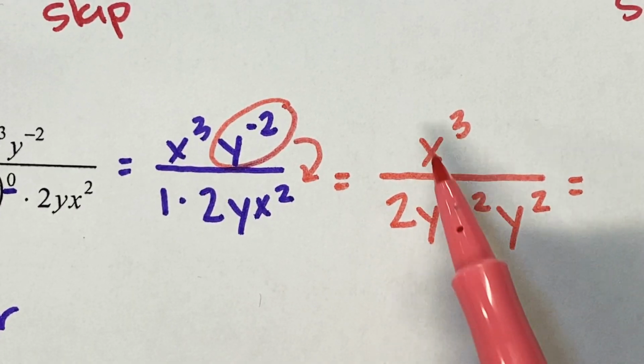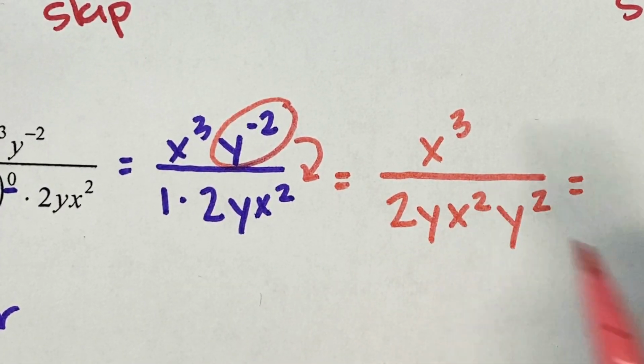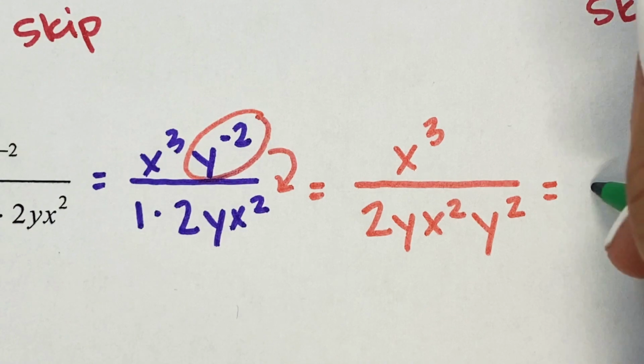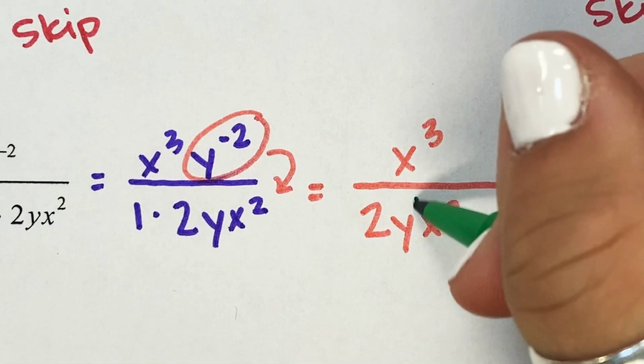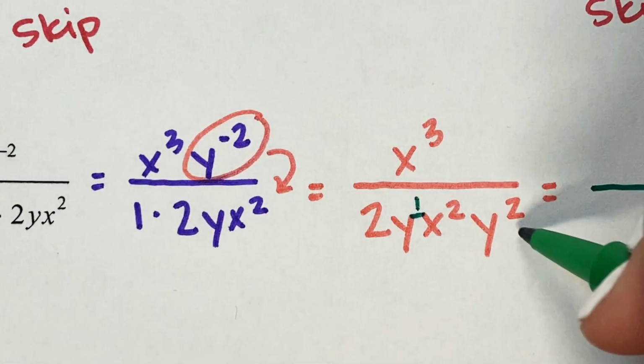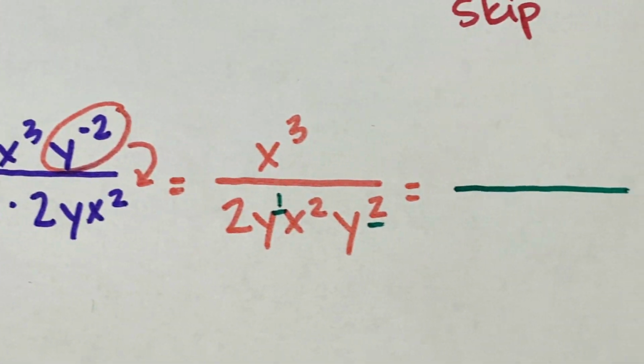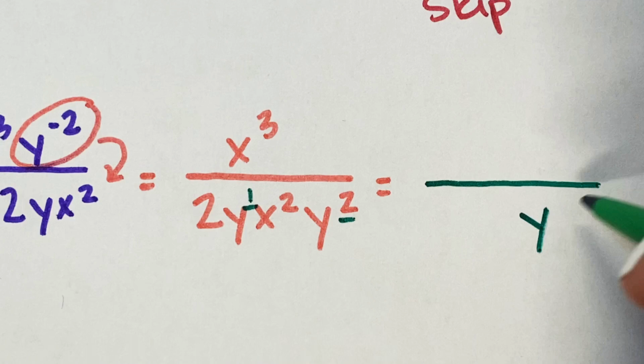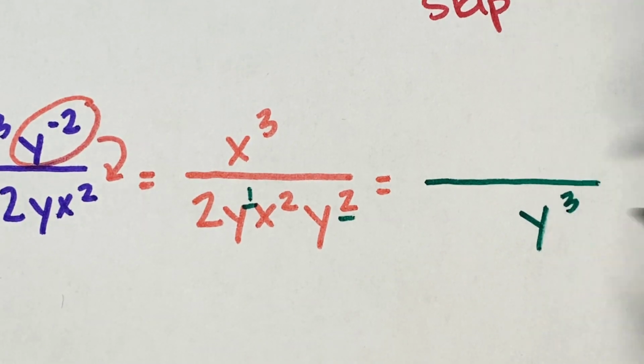Are we done? Okay, do you only see one of each base? No, I see a couple x's, I see a couple y's, so we need to combine those. Okay, so let's combine the y's first. Okay, so I have 1y right here. I have another 2 y's right there. So how many y's do I have on bottom? 1 plus 2 is 3.